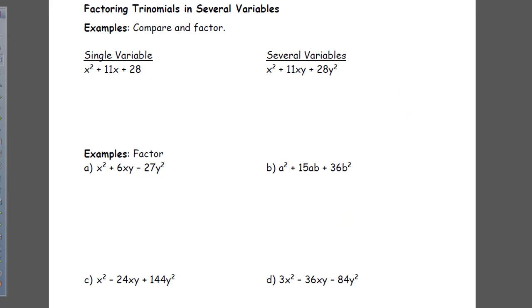Now, factoring trinomials in several variables. So far, any of the polynomials we've looked at today have only had one variable. But what happens if we have two variables? For instance, we've got x squared plus 11x plus 28 here. Over here, we have x squared plus 11xy plus 28y squared. It still pretty much factors the same way, except now when we look at the factors of this last term, there's going to be a y involved. But we still need the coefficient in the middle to add up to 11.